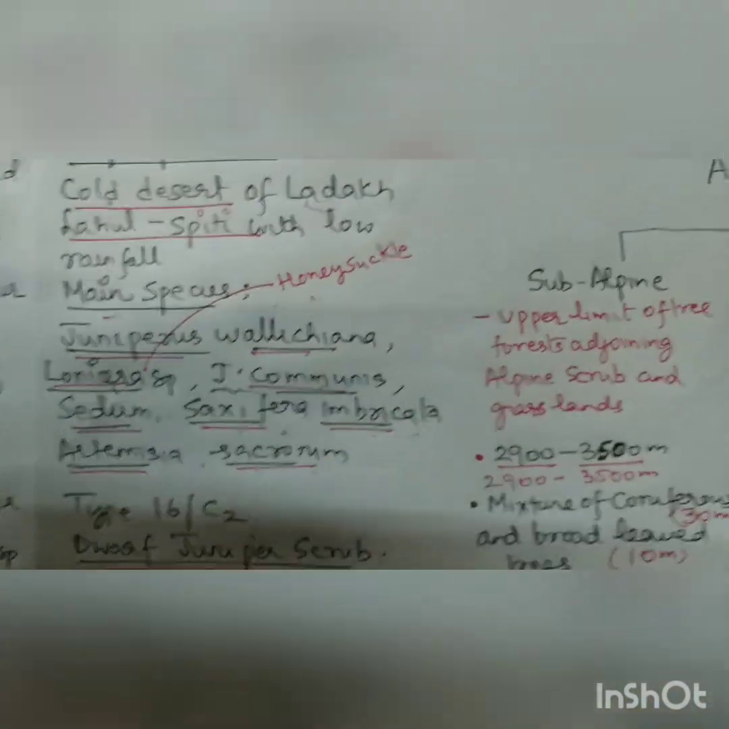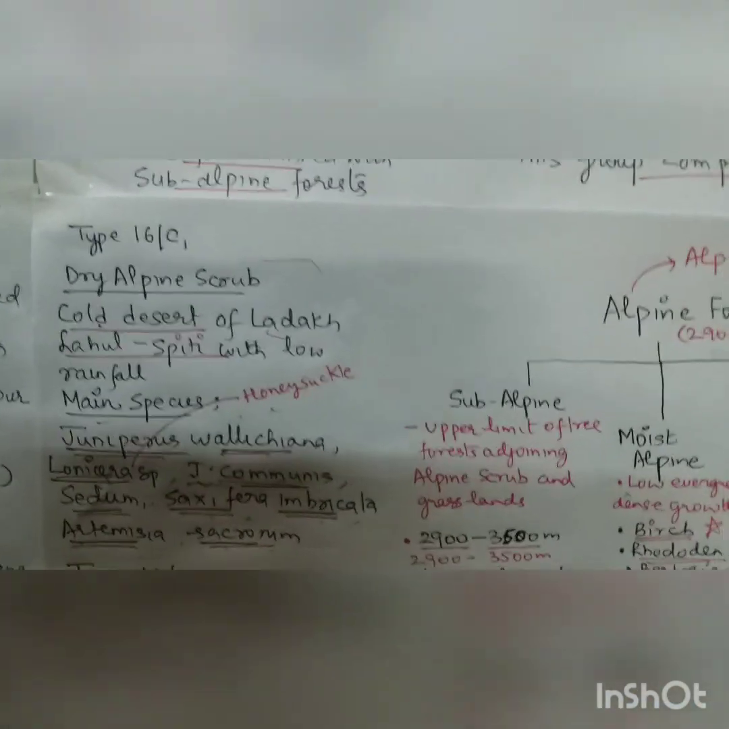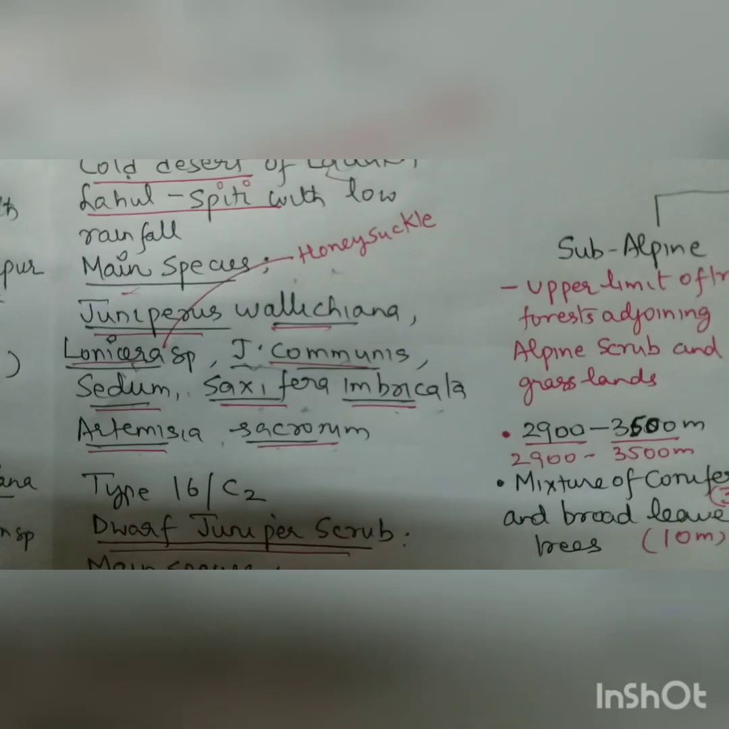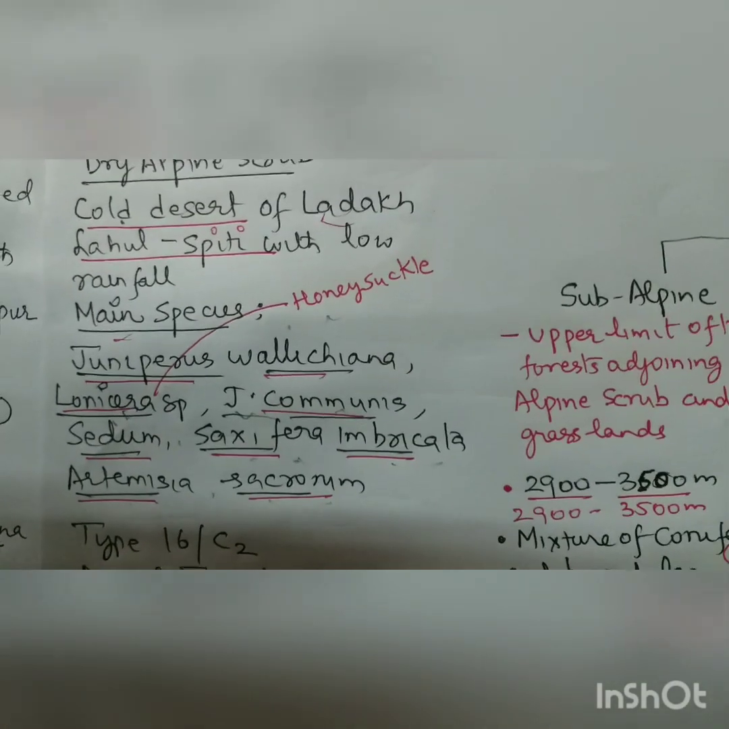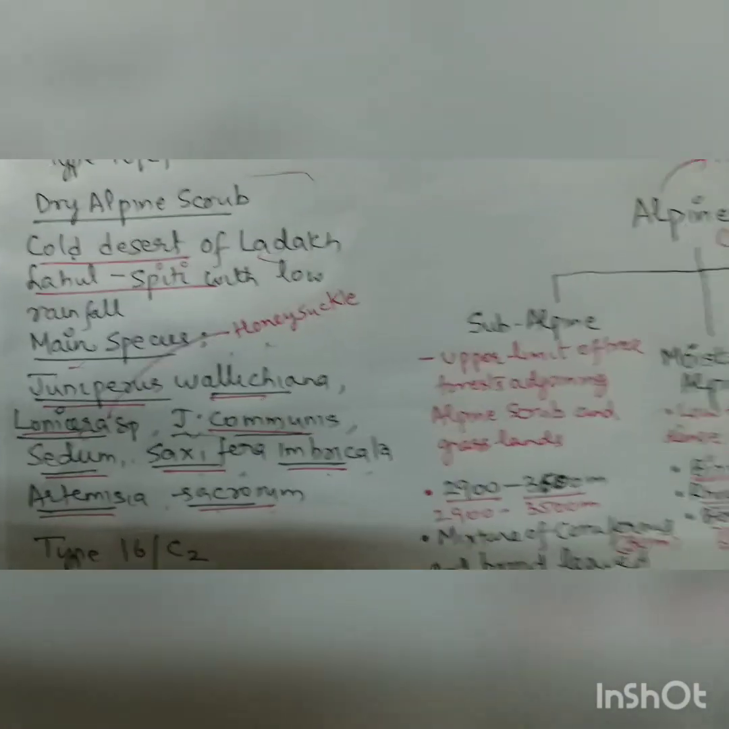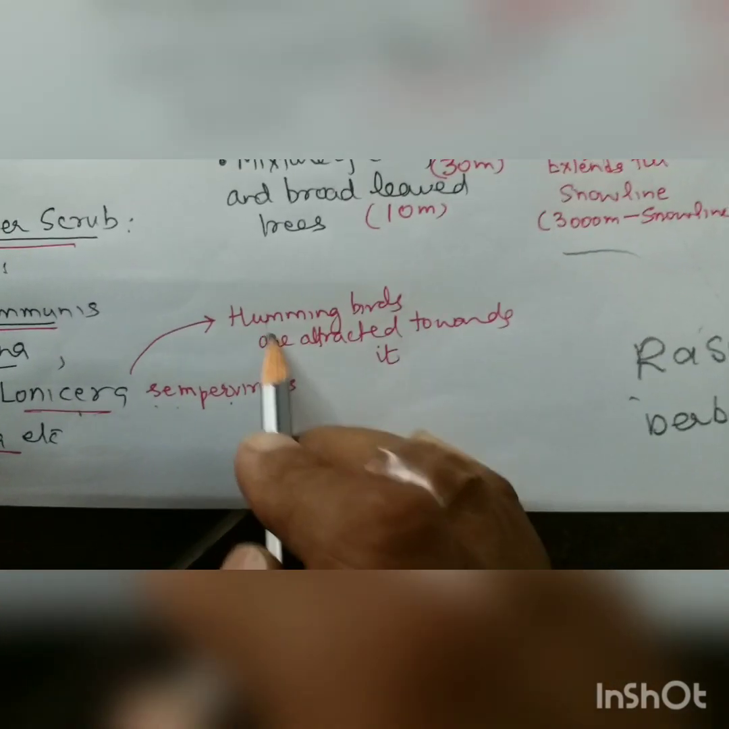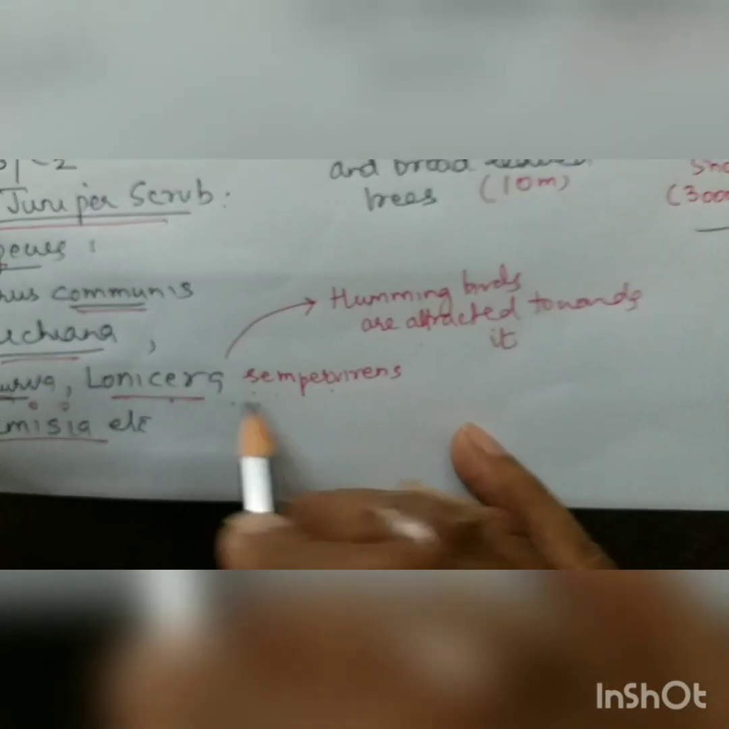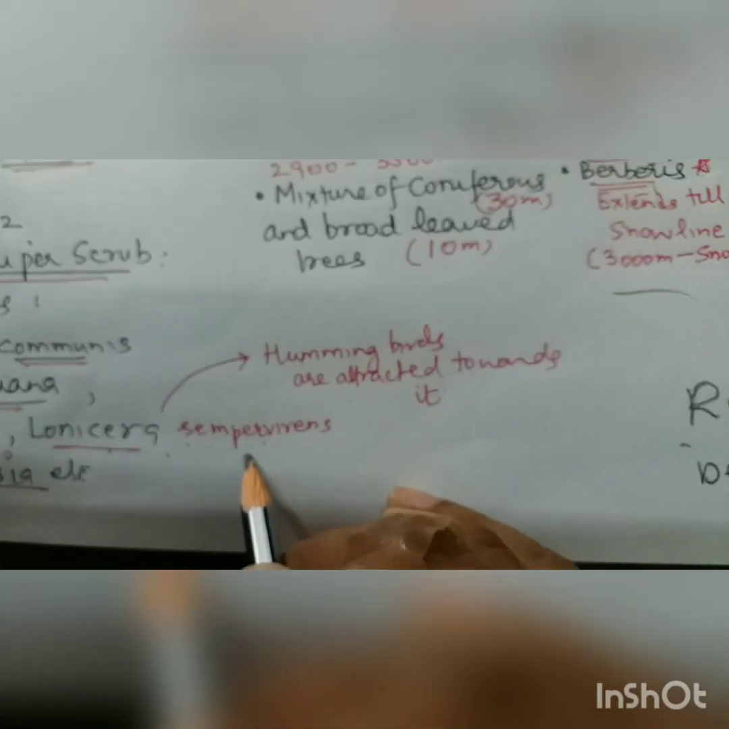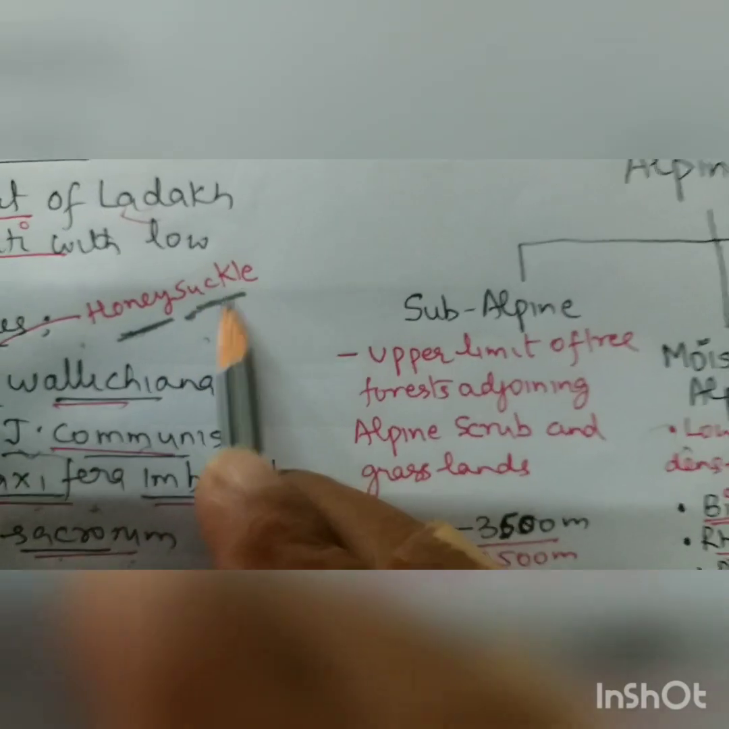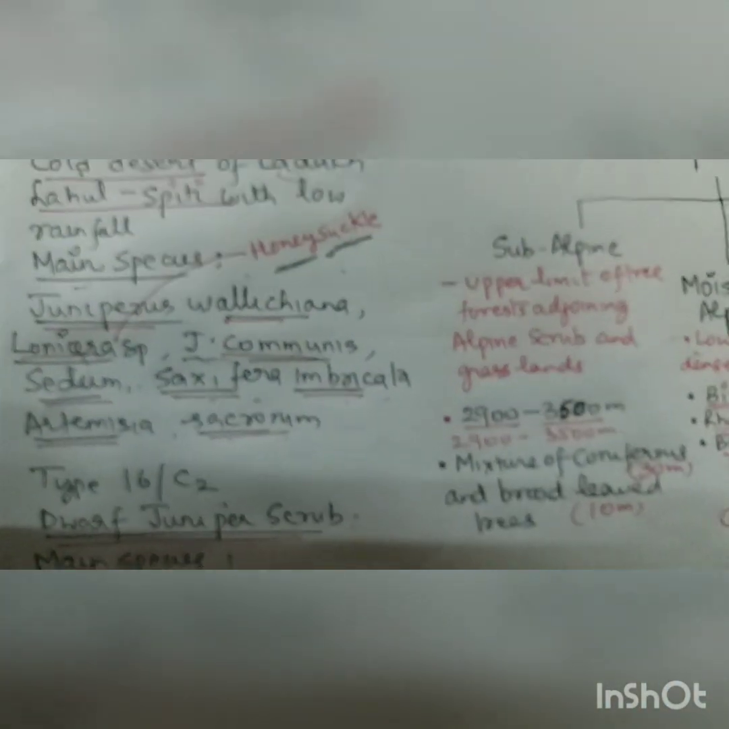So I first talk about Lonicera. Lonicera is called the honeysuckle, and Lonicera has the same properties as that of Taxus baccata, that is, it is hepatoprotective, antimicrobial, antiviral and anti-inflammatory. It is called honeysuckle because of one species, that is Lonicera sempervirens. Hummingbirds are attracted towards this species because of the honey tint. That is why it is called honeysuckle. So honey and hummingbirds, then it is called honeysuckle. Very important species of these Himalayas.